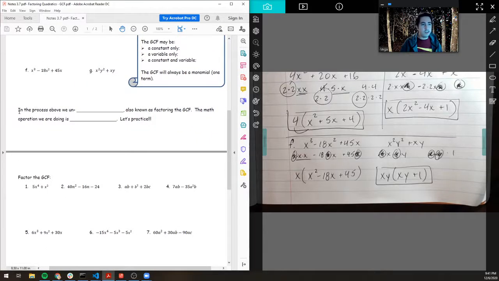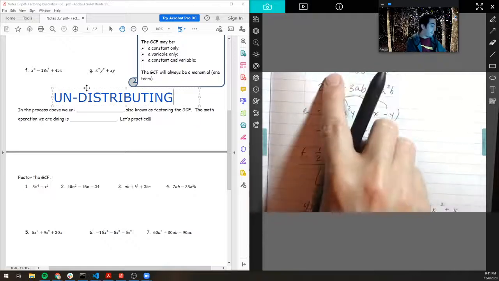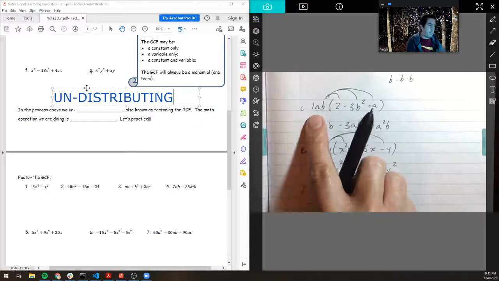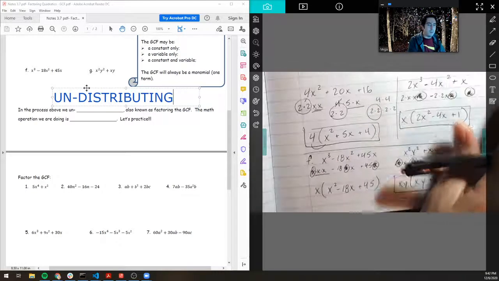In this process, above, we are undoing, I guess. Undoing is also factoring. I guess we're undistributing, if you want to think of that in that type of language. We're undistributing, taking back what they have in common, right? Because with distribution, I'm multiplying everything by this. Everything gets multiplied by AB. Everything gets multiplied by XY. That's distribution. Here, it's the opposite.